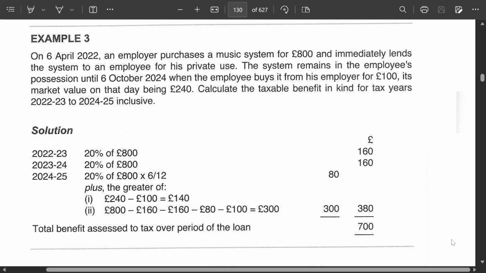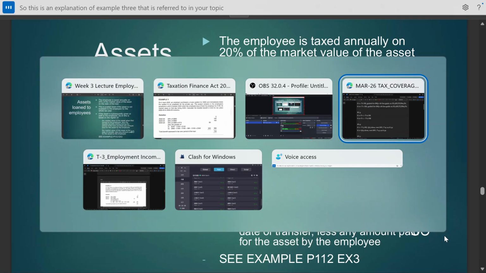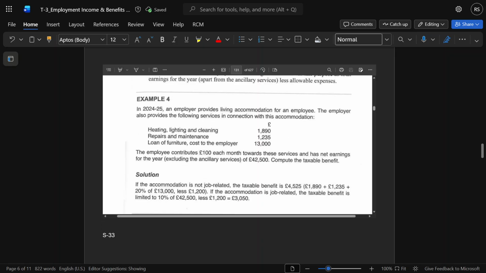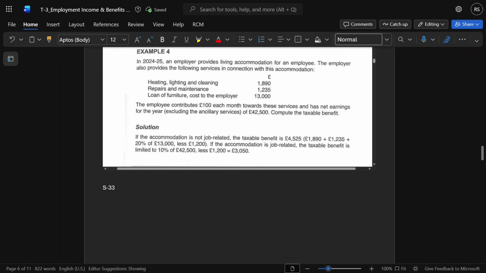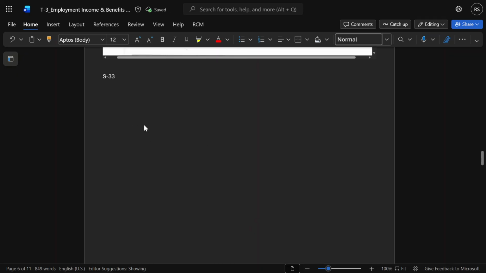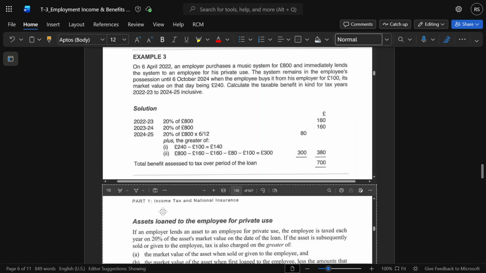So this is an explanation of example 3 that is referred to in your topic 3. I've given the reference in your lecture notes. This is slide 33 actually. There are some gaps like this because when I'm pasting pictures into the document file, sometimes the picture is too big, so it skips a bit of space and moves on to the next page. But anyway, you have all the relevant information.